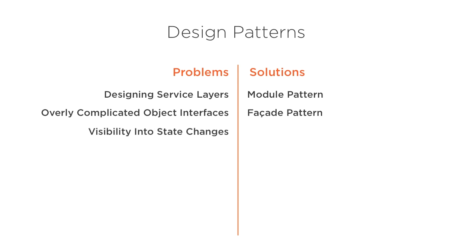The last one's going to be visibility into state changes. So I've got one object that undergoes changes, and I want another object to be able to react when something changes. And there's a pattern for that, the observer pattern. So these are just some specific patterns that we're going to talk about over the course of this course and the problems that they're trying to solve. And for this whole course, we're always going to start with what's the problem we're trying to solve, and then here's the pattern that's going to fix that for us.